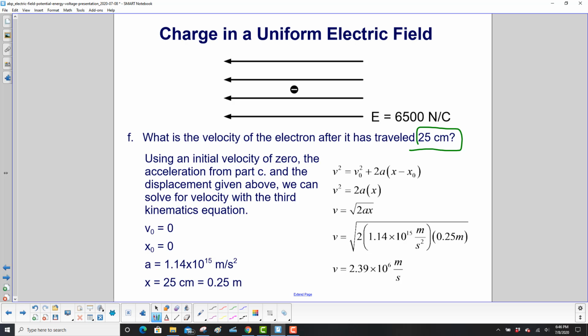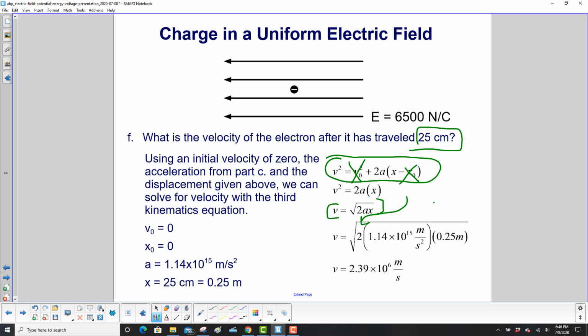What is the velocity of the electron after it has traveled 25 centimeters? They didn't give us a time. Okay, so right away we jump to the third kinematics equation. Our initial velocity is still 0. We're saying we started from x0 equals 0. So the whole equation boils down to just 2ax is equal to v squared. Take the square root of both sides and just plug in our numbers.